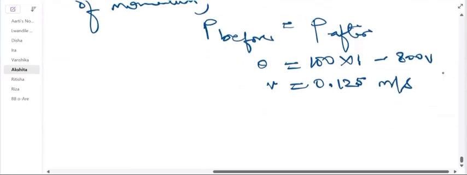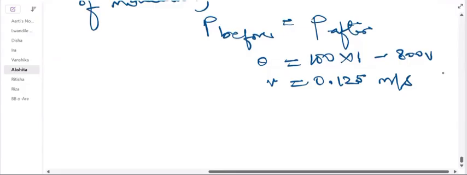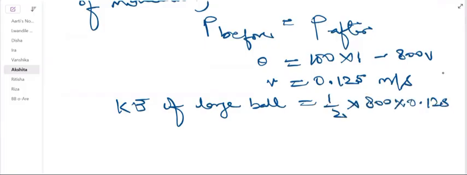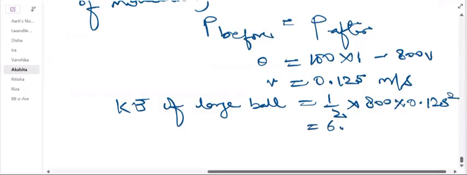V is 0.125 meter per second. So the kinetic energy of the large ball is half into 800 into 0.125 square, which is equal to 6.25 joules.